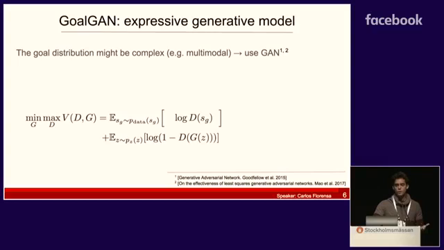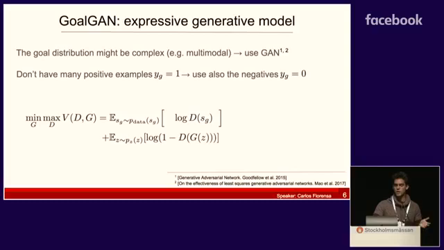To fit the goal distribution, which may be very complex, we decided to use a very expressive generative model, in particular a GAN. This is the usual GAN equation, but we also don't have many positive examples, the ones that were built before. So we also wanted to use the negatives, and we introduced a little modification to the objective that says we don't want to generate those anymore.